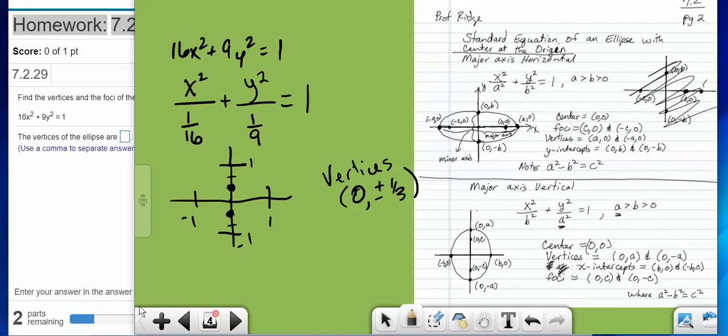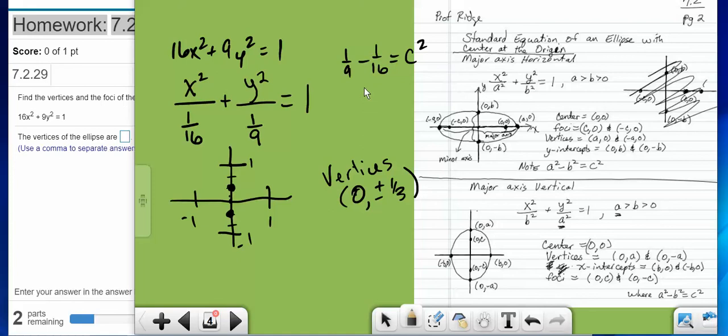Okay, and then we got to find the foci. So the foci are going to be on the major axis, so we're going to subtract. So we got to do the formula a squared minus b squared equals c squared. So 1/9 minus 1/16 equals c squared. So if you want to get common denominators, 144, or you can use a fraction button on a scientific calculator if you don't want to think that hard.